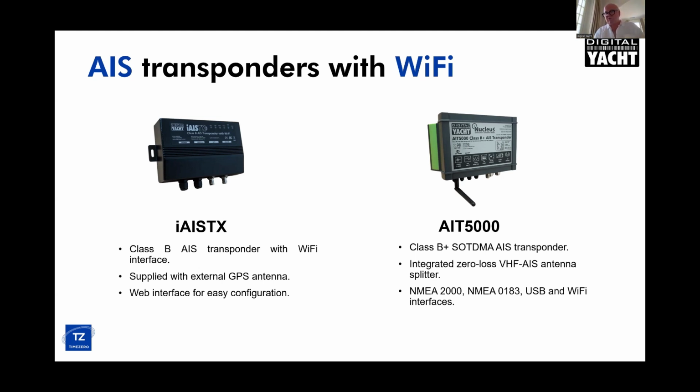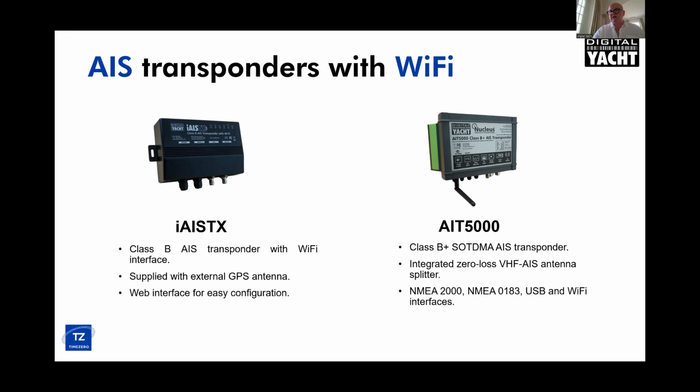The 5000 is a little bit more advanced. It's a Class B Plus product, more suited probably to motorboats, because the faster you go, the more regular the update, which is nice. Once you start doing more than 15 knots, it outputs data more quickly. Obviously, if you're only outputting data every 30 seconds and you're doing 30 knots, the position is going to jump every half mile.